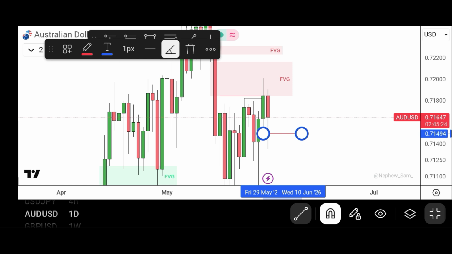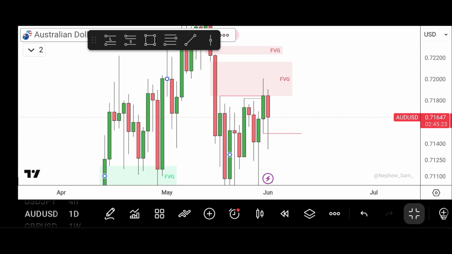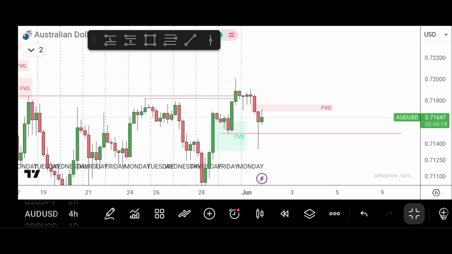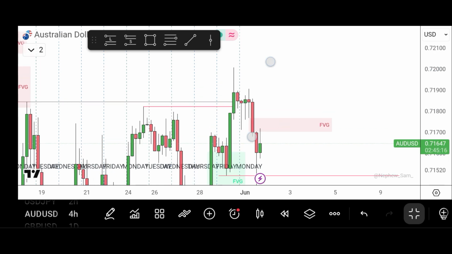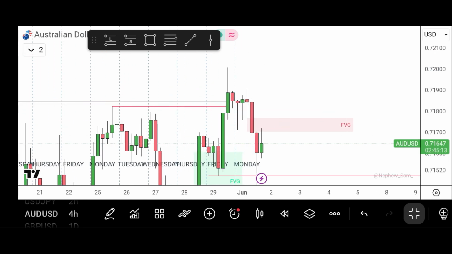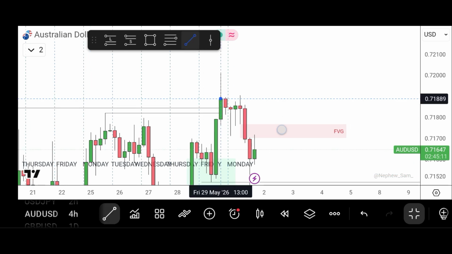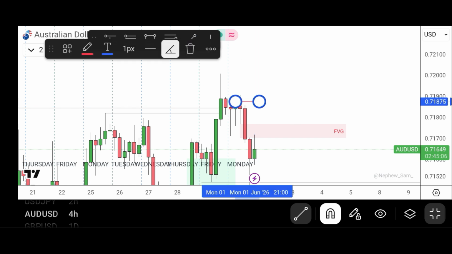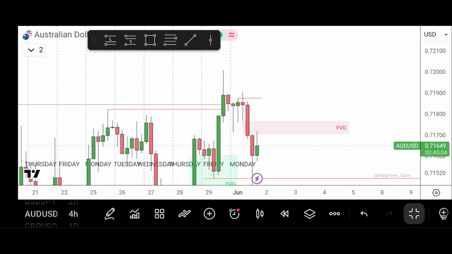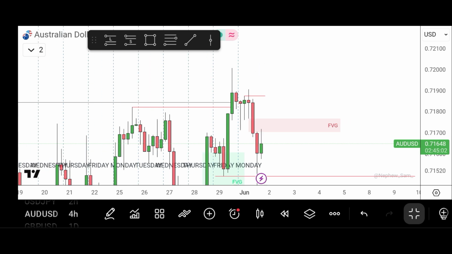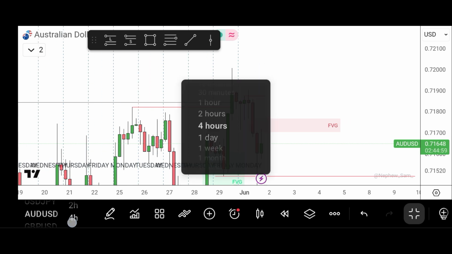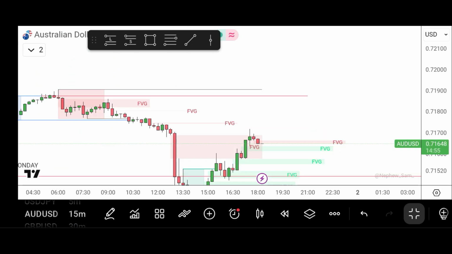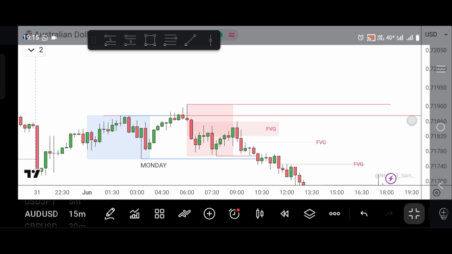So what I did was wait and look for a CRT on the 4-hour time frame to confirm that we are about to go down. As you can see here, we got this 4-hour. We took this high, and immediately I went straight down to the 15 minutes time frame.